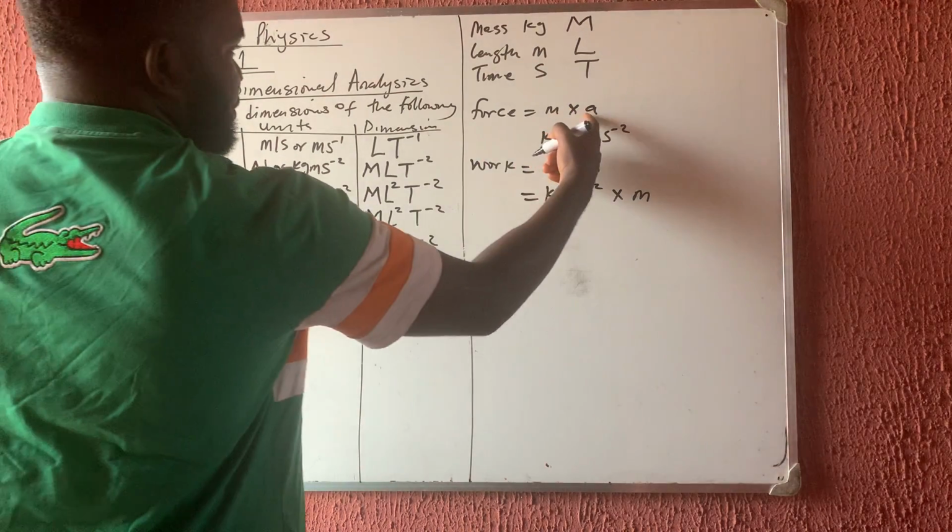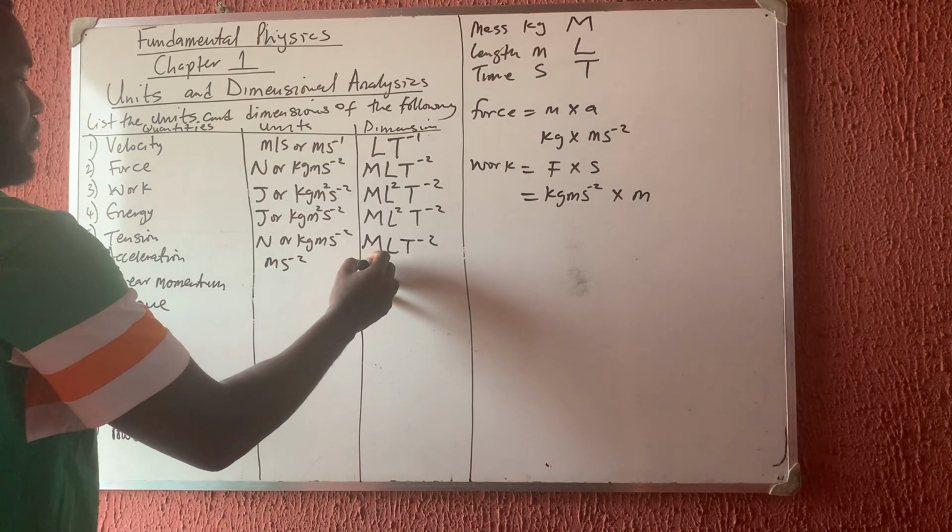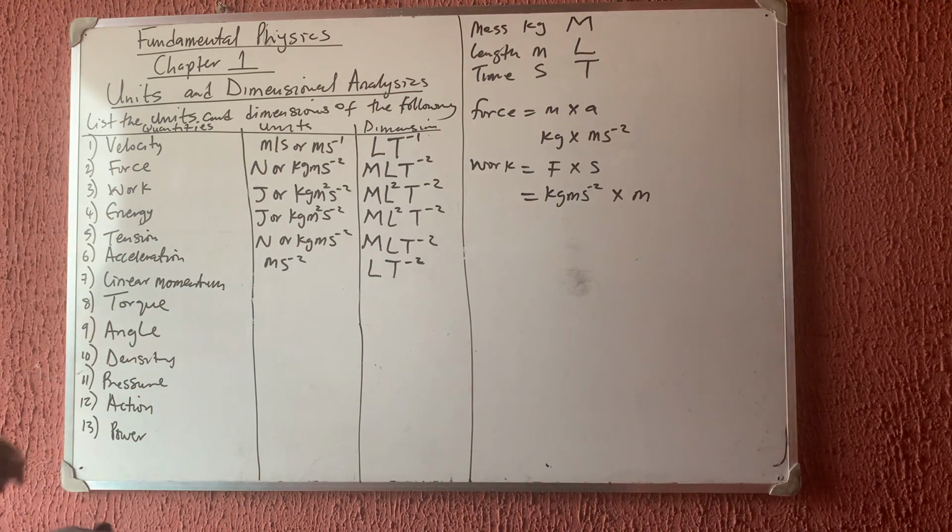So the next one is acceleration. I told you that acceleration is measured in meter per second square. So meter is L, per second square is time minus 2. So the dimension is LT⁻².